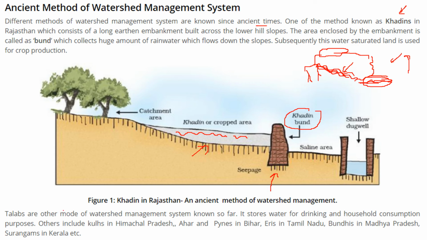Talabs are another mode of watershed management system. They store water for drinking and household consumption. There are other things also. If you go to different parts of the country: Kuls in Himachal Pradesh, Ahars and Pynes in Bihar, Eris in Tamil Nadu, Bandis in Madhya Pradesh, and Surangams in Kerala.